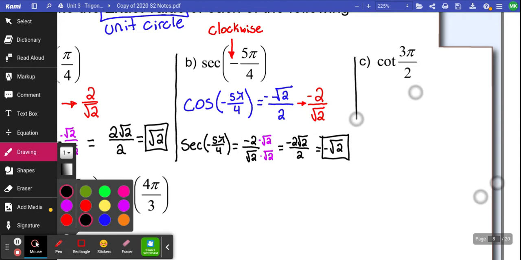Cotangent, I like to just remember as x over y. I don't actually go through the whole process of figuring out tangent and then reciprocating it. That's too much work. Cotangent's easier to just remember as a flip of tangent. So instead of y over x, it's x over y.